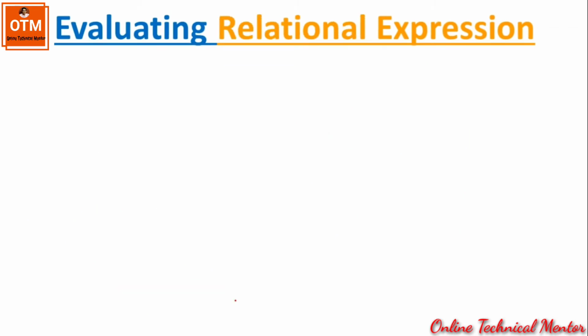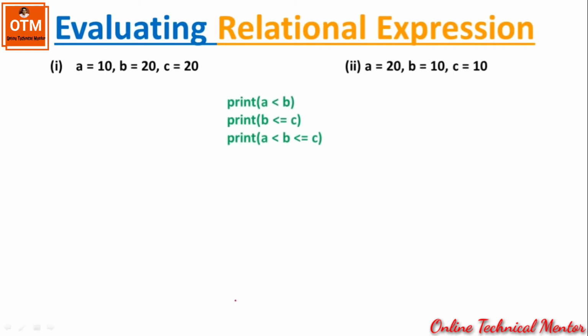Next, let me show you how to evaluate relational expressions. So let's take this example. Here are two sets of inputs. Look, for the first one, a equal to 10, b equal to 20, and c equal to 20. And for the second case, a equal to 20, b equal to 10, and c equal to 10. Now we are going to evaluate these sets of lines for the first input value as well as for the second input values. Let's see what will be the result.